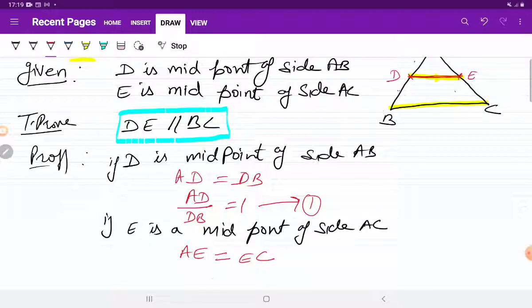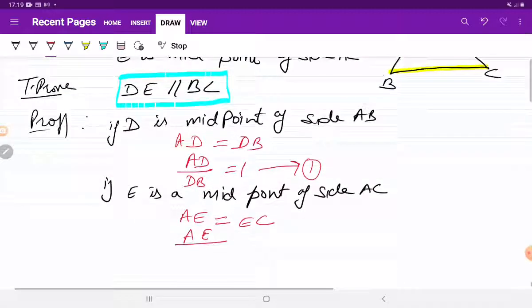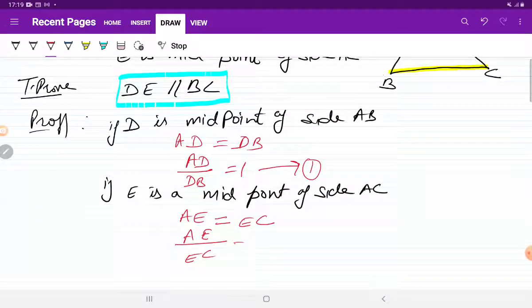Or you can say that, taking EC across, AE upon EC will be equal to 1. Right? You got this step, how 1 came here. What I did, I shifted EC down, so 1 has come here. Same thing I did here, AE upon EC is equal to 1. If you cross multiply, you will get the same result. So we can write it this way also or this way also. AE upon EC is equal to 1. This is my second equation.